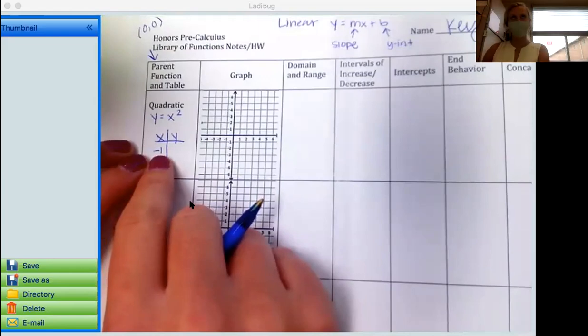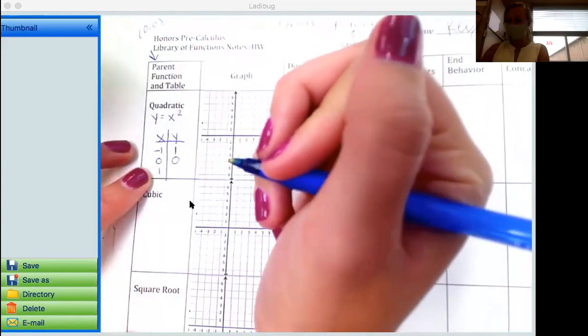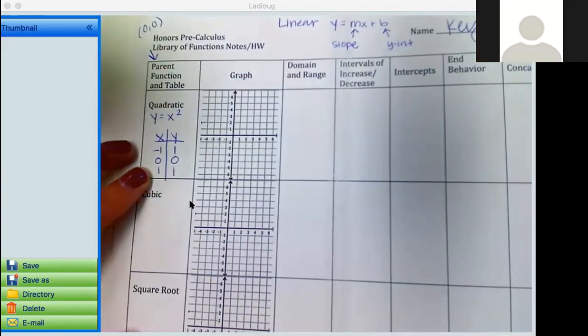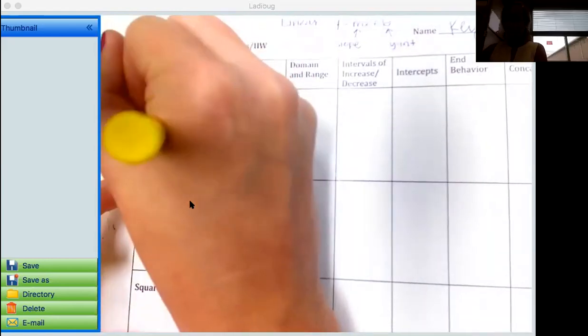What's -1 squared? Okay, great. What's 0 squared? 0. Thank you. What is 1 squared? 1. There we go. Y'all see what I did? This is your parent table for a quadratic.